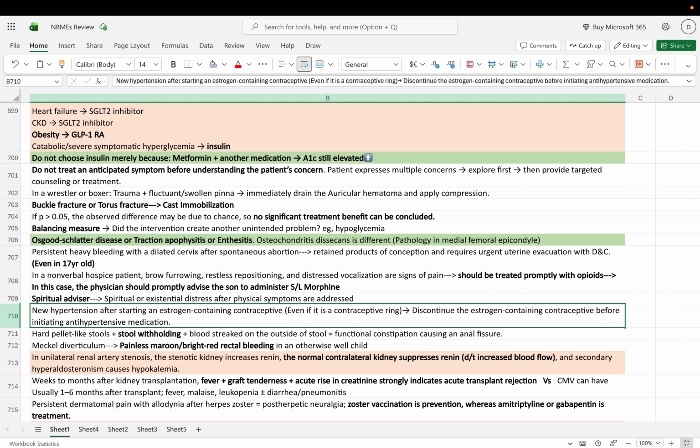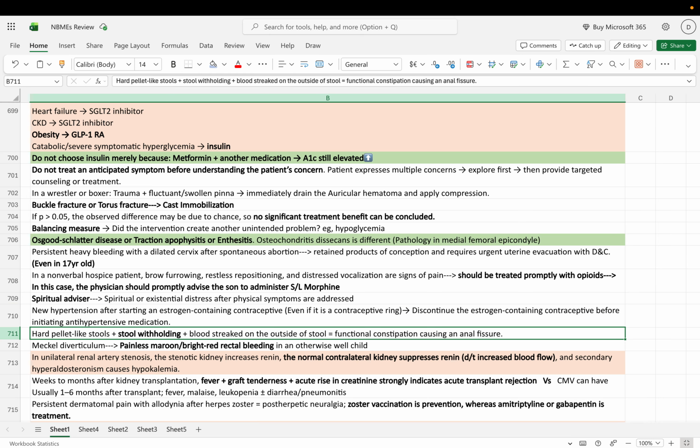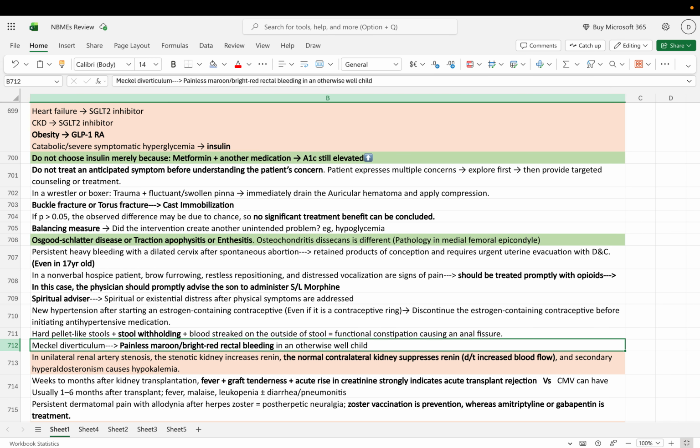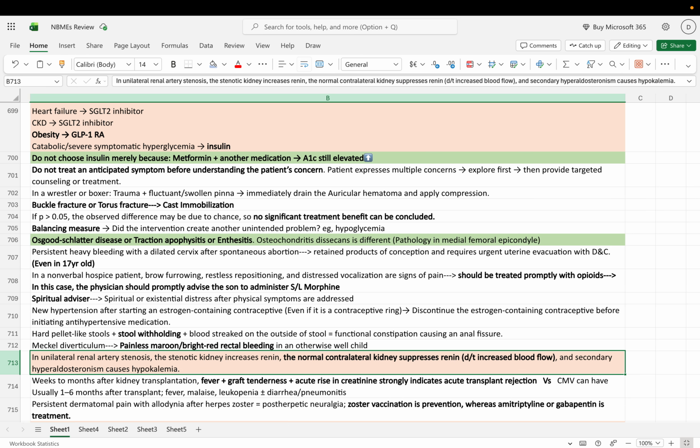New hypertension after starting an estrogen-containing contraceptive, even if it is a contraceptive ring: discontinue the contraceptive before initiating antihypertensive medication. Hard pellet-like stools plus stool withholding behavior plus blood streaking on the outside of stool, consider functional constipation causing an anal fissure. Meckel diverticulum: painless maroon or bright red rectal bleeding in an otherwise well child.